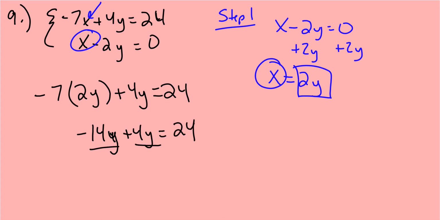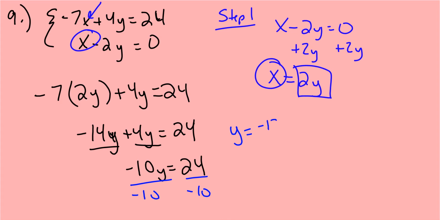I have to combine my like terms. I end up with minus 10y equals 24. So now I'm going to solve, so I divide both sides by negative 10. I end up with y equals, you can have negative 12 fifths, that's an option. You could have negative 2.4, that's an option. You could have negative 2 and 2 fifths, also an option. Any one of those three are going to work.